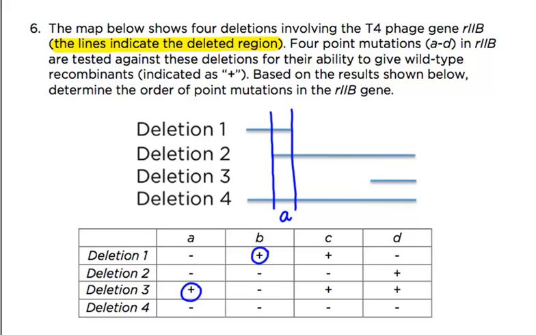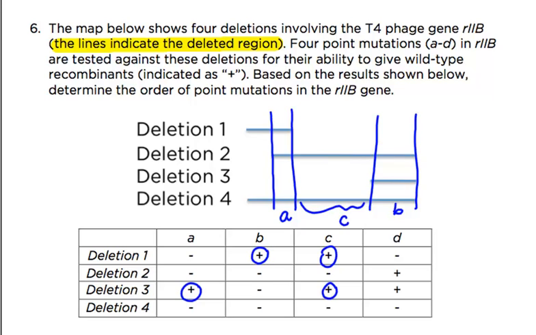Now remember, again, the lines are what is deleted. So if you look at the right, these two vertical lines are areas where there's a deleted section of 2, 3, and 4, but not 1. So this is going to be around where the mutation B is. Now C recombines to form wild type with deletion 1 and also deletion 3. So we're looking for an area that isn't deleted for 1 or 3, but is deleted for 2 and 4. And that would be somewhere in this region.